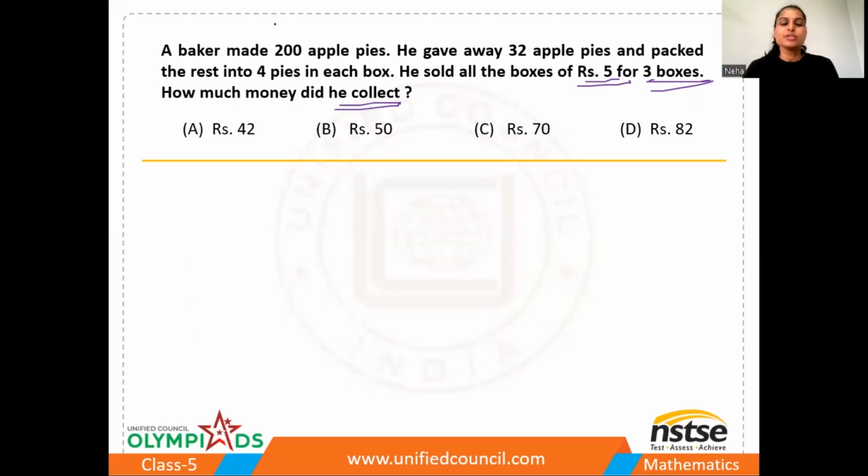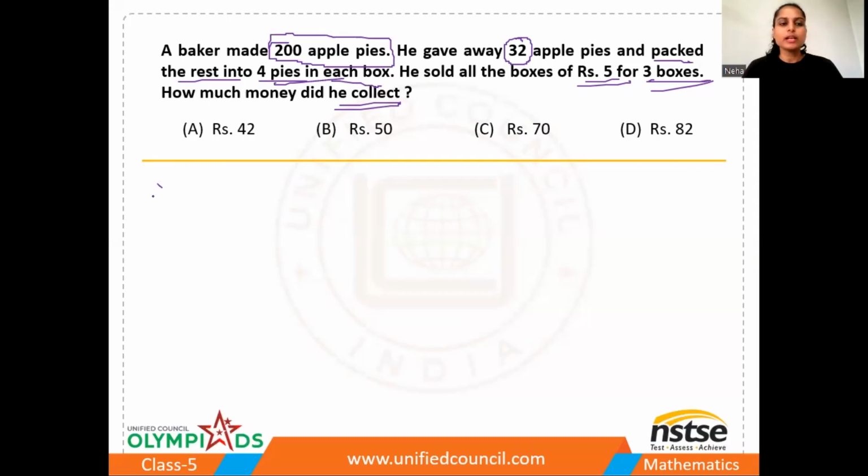Alright, perfect. So first of all, the first thing that I can see in this question is that a baker made 200 apple pies. In total, he is making 200 apple pies, and 32 apple pies he gave away. He gave away to someone, maybe to his family member or to a poor person. He is giving 32 pies. Okay. So now the question is saying that he packs the rest into 4 pies in each box, right? So how many pies are remaining after he gives away 32?